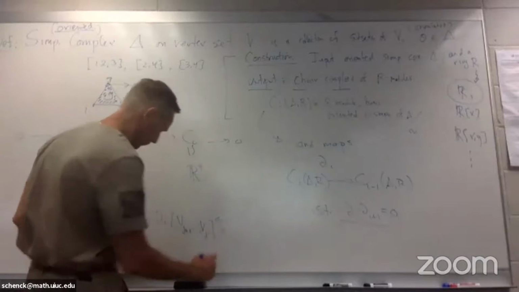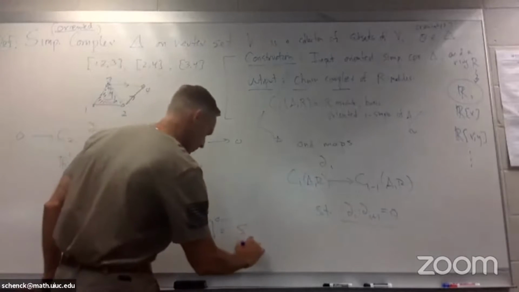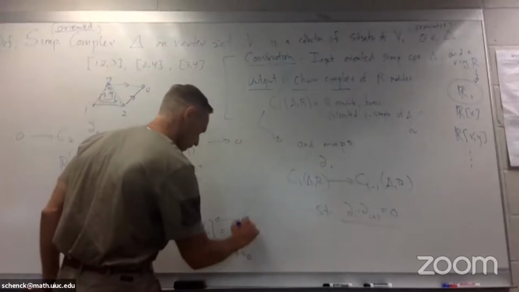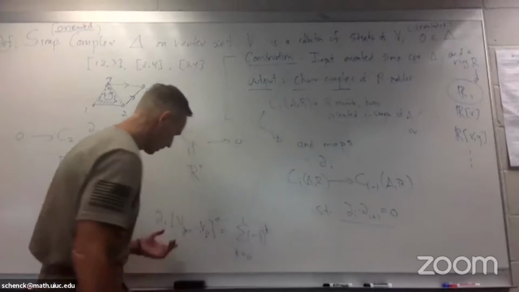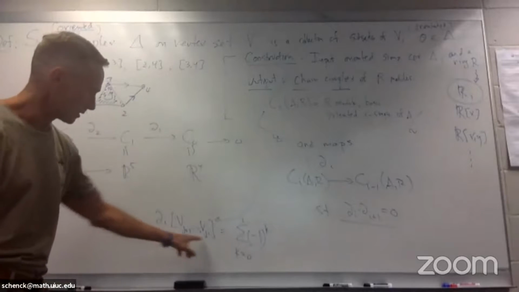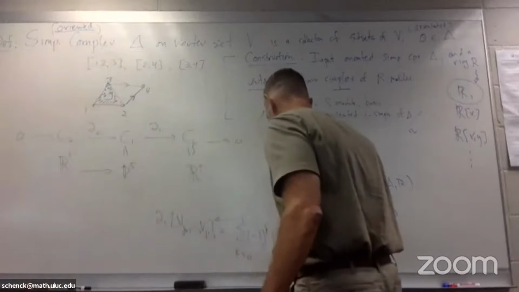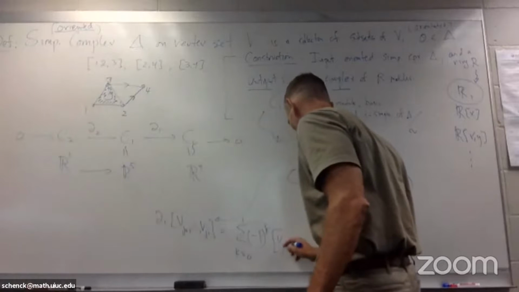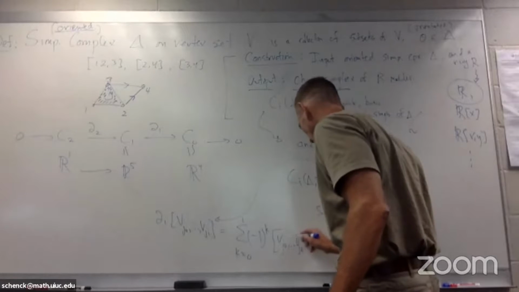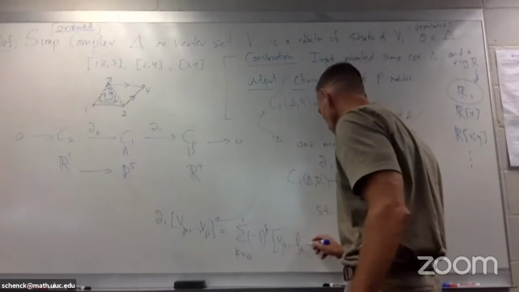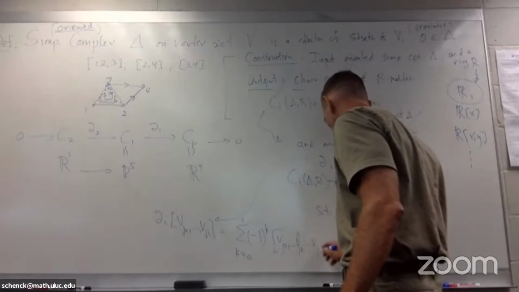That's an i plus 1 tuple. And it is equal to the summation, k equals 0 to i, of (-1) to the k. So it's an alternating sum. And all we do is leave out the kth thing. So it's the sum of (V sub j0, ..., V sub jk hat, up through V sub ji), where the hat means leave that one out.